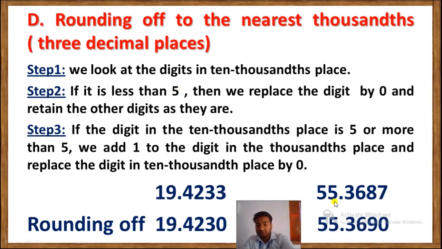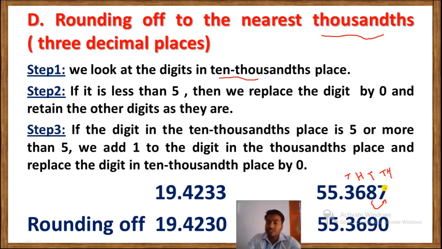Here you can see we have 55.3687. Okay, so according to step number 1, we have to see the 10,000 place. So we have 10, 100, 1000, 10,000. So we have 7 here, just right side of the 1000. So here we have the 1000 place, and just right side of the 1000 we have 7.